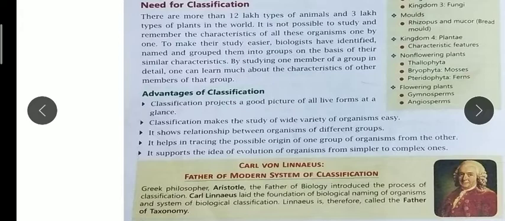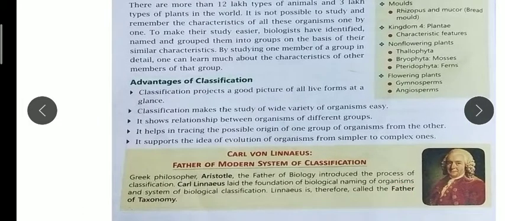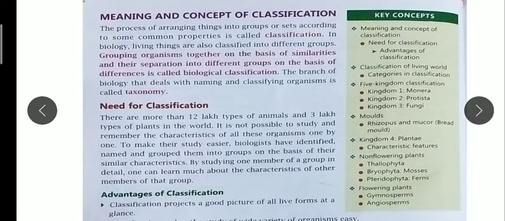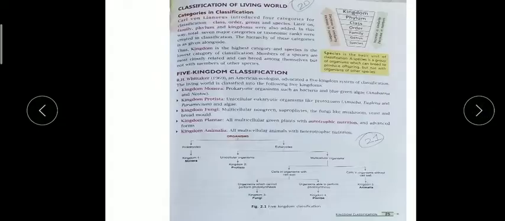So the main foundation was given by Carl Linnaeus, the father of taxonomy. You should know he is also called the father of the modern system of classification. So remember his name, and remember Aristotle is the father of biology, and Carl Linnaeus is the father of the modern system of classification. Through this biological classification he categorized all living organisms based on their similar and dissimilar properties. Carl Linnaeus introduced 4 categories. The first one is class, order, genus, species.